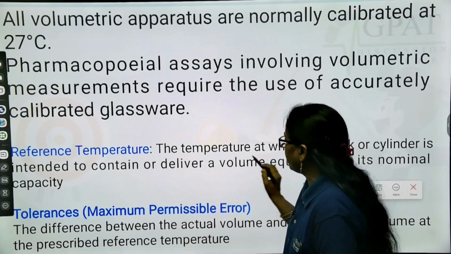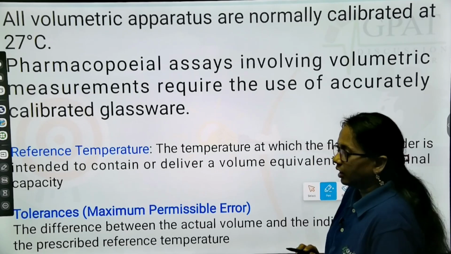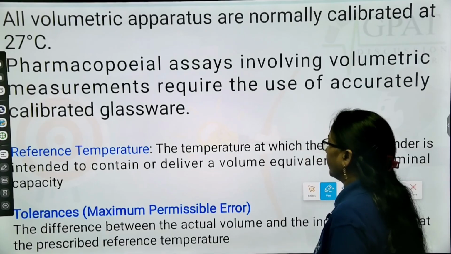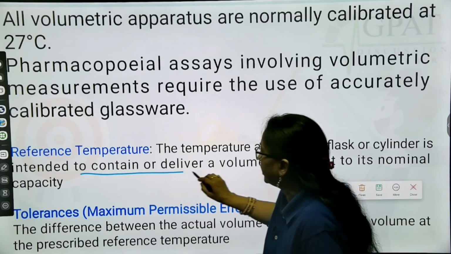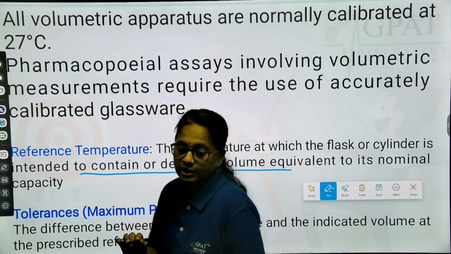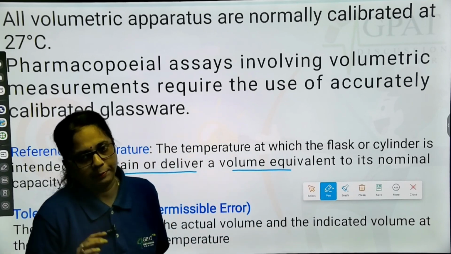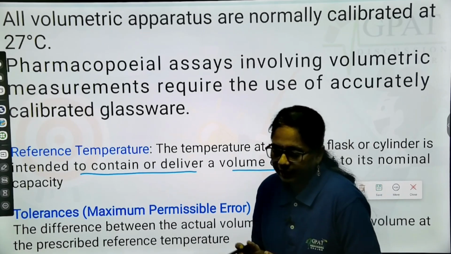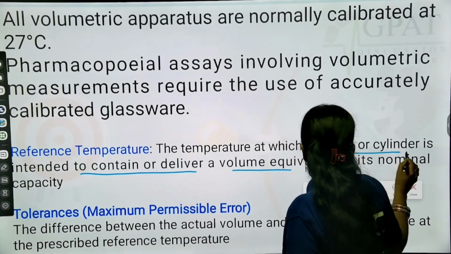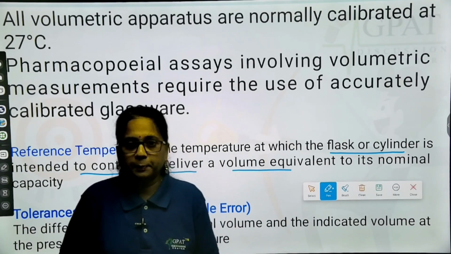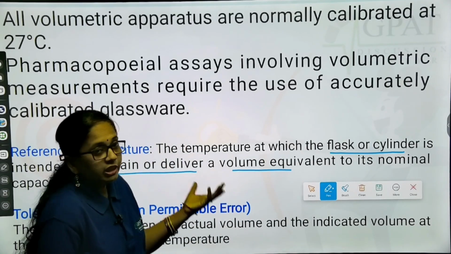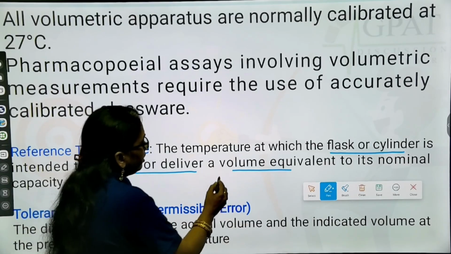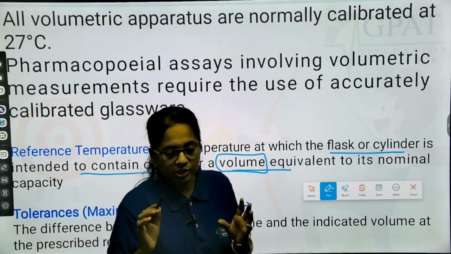That means the temperature at which the flask or glassware apparatus is intended to contain or deliver a volume that is equivalent to its nominal capacity. That means the reference temperature is the temperature at which the glassware, whether it is a flask, measuring cylinder or a pipette, is intended to contain or deliver a volume equivalent to its nominal capacity.